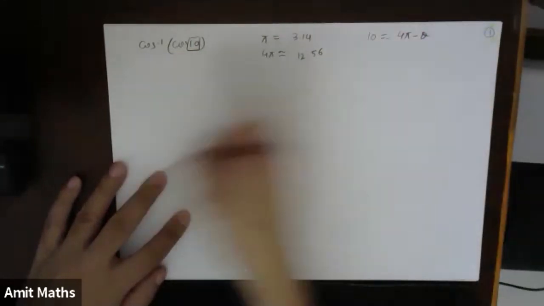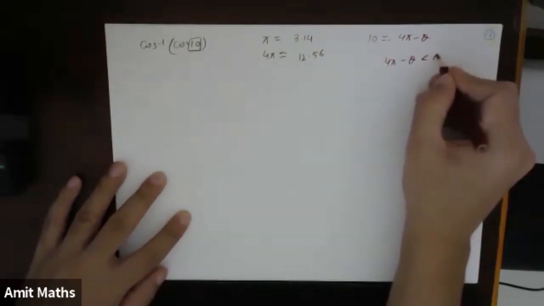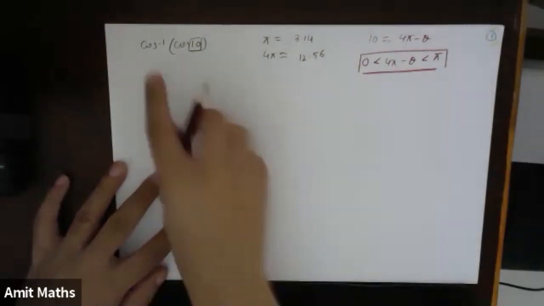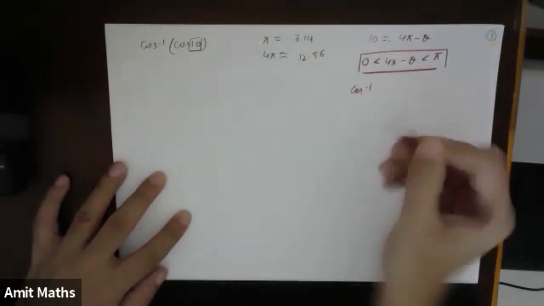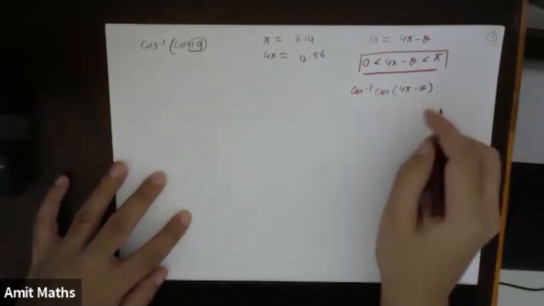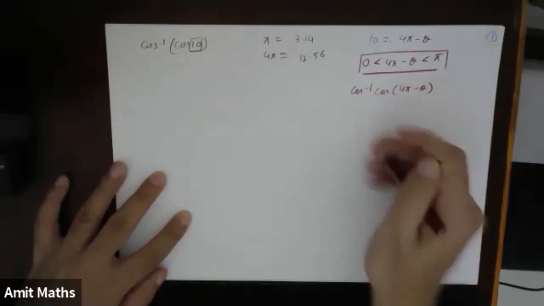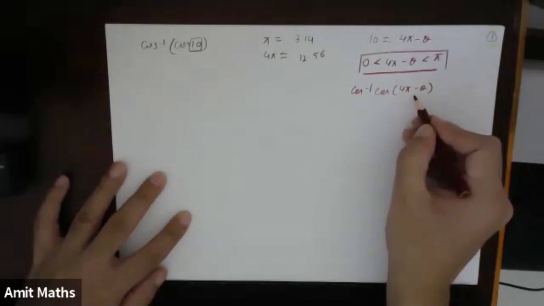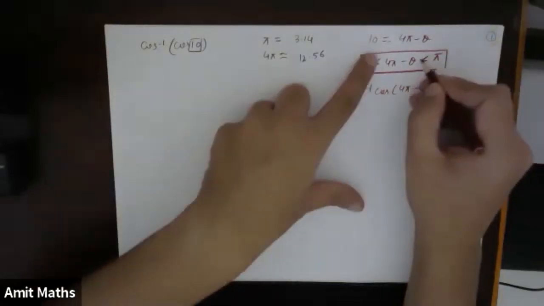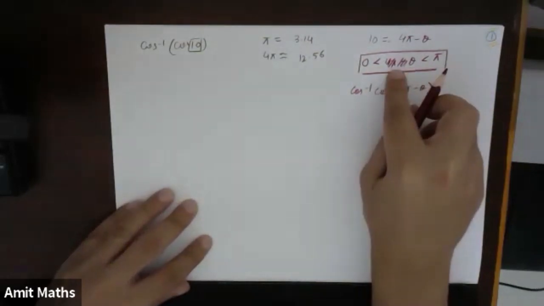This value 4 pi minus theta is between pi and greater than 0. So I can simply write cos inverse of cos of 4 pi minus theta. Now this 10 equals 4 pi minus theta, and theta is between pi and greater than 0.